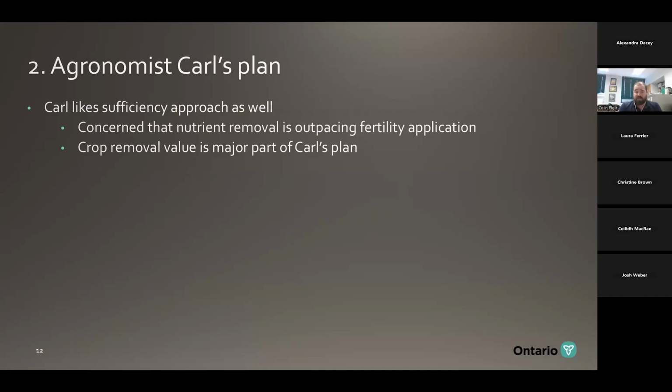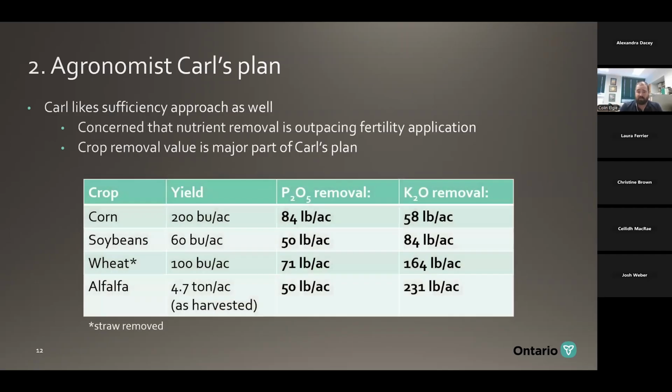Carl likes the sufficiency approach as well, but he's concerned that the nutrients that we are removing from that field with harvest are outpacing what's actually being applied. And so if we look back at the charts that I showed previously, we can see that as we get down to those higher soil test levels, the recommendations actually are lower than crop removal values like we can see here. And so Carl wants to ensure that those crop removal calculations are a major part of the plan.